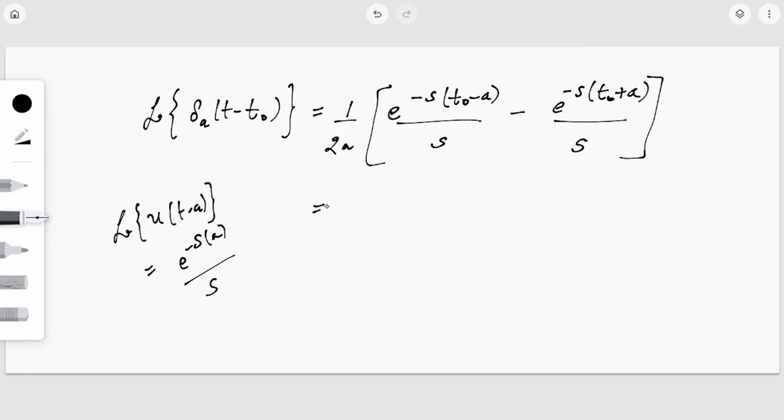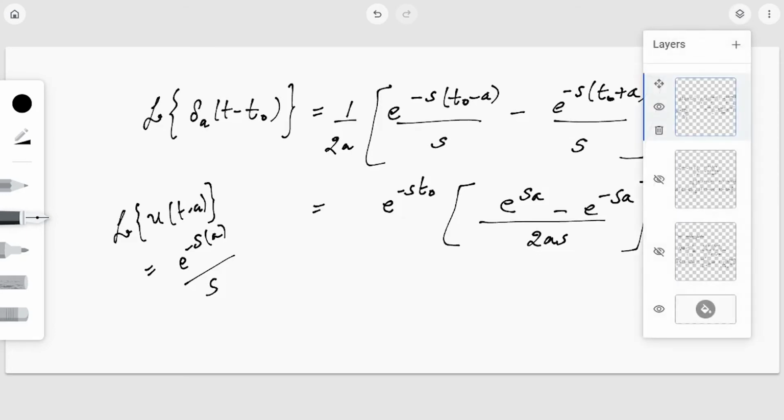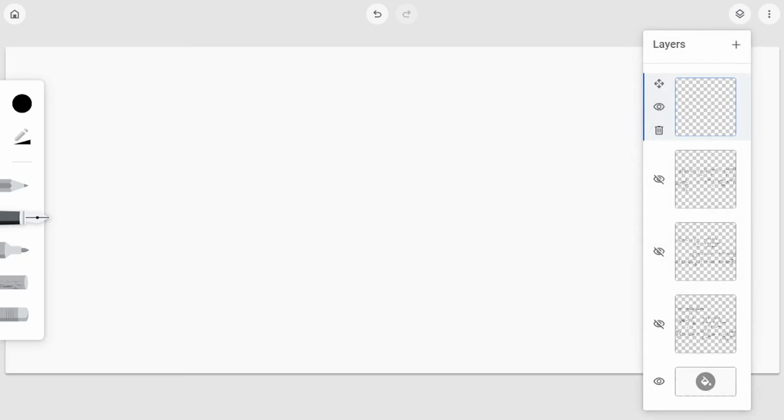So I'm just simplifying this, and e raised to minus s t dot is common, so I'm taking that out common. And what do I get? I get e raised to sa minus e raised to minus sa, by 2as, right? So we have obtained the Laplace transform of the unit impulse function. Now how can we determine the Laplace transform of the Dirac delta function?